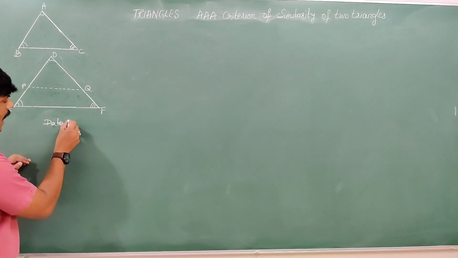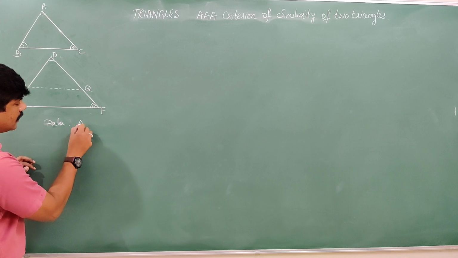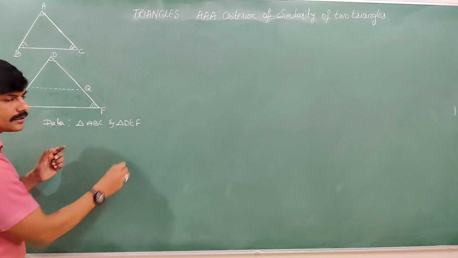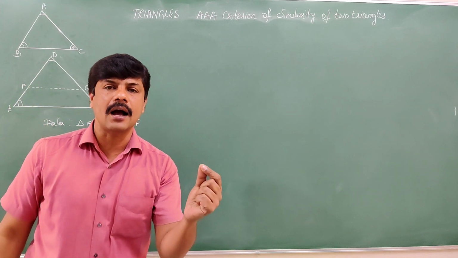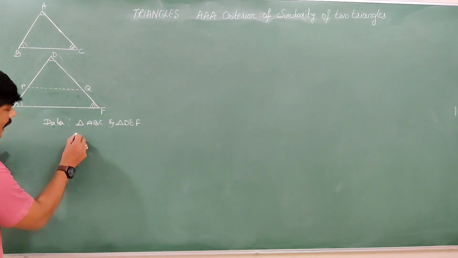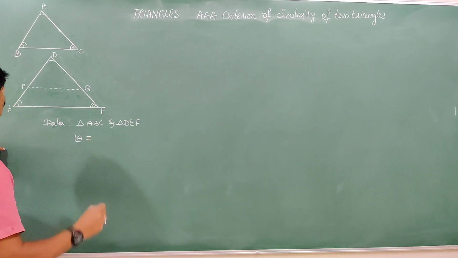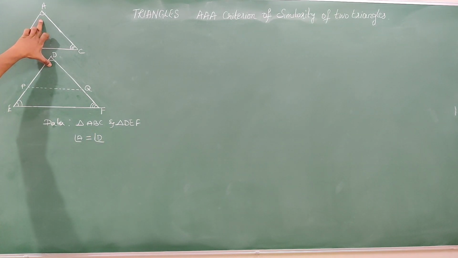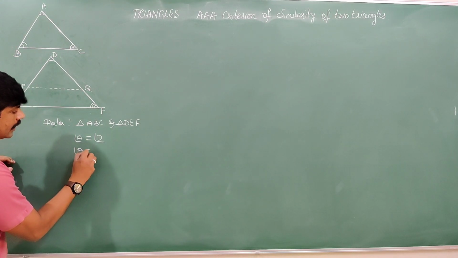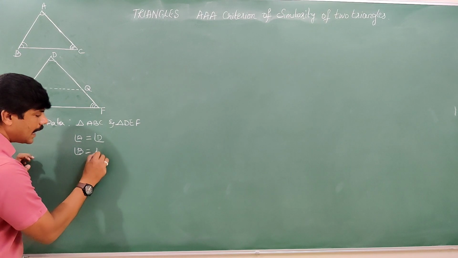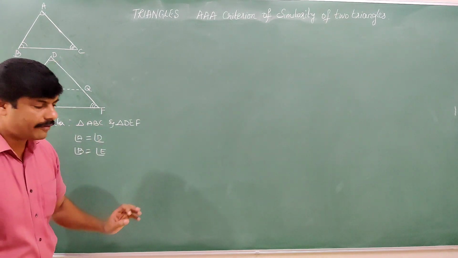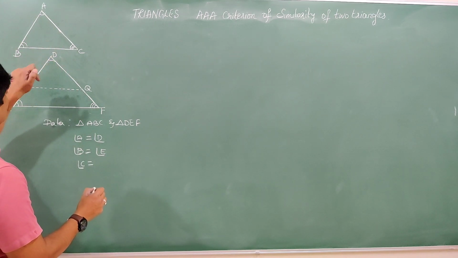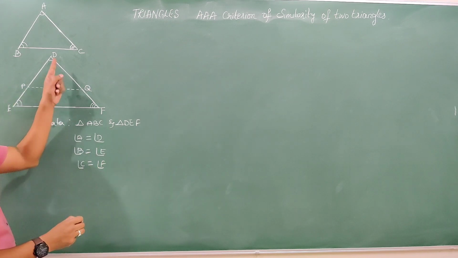If in two triangles, which are the two triangles? Triangle ABC and triangle DEF are the two triangles. Corresponding angles are equal. Angle A is equal to angle D. Angle A and angle D are corresponding angles. Angle B of triangle ABC is equal to angle E of triangle DEF. Angle C of ABC is equal to angle F of DEF.